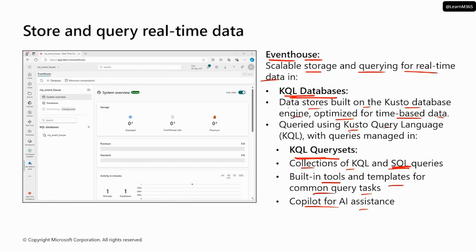What all is included in the KQL query sets? Copilot for AI assistance means that within the Fabric environment, it includes Copilot for all of Real-Time Intelligence as well. This helps us write the queries we need to extract insights from our event house data. Copilot uses AI to understand the information we are looking for, and can generate the required query code for us. That is what Copilot for AI assistance is going to help us with.